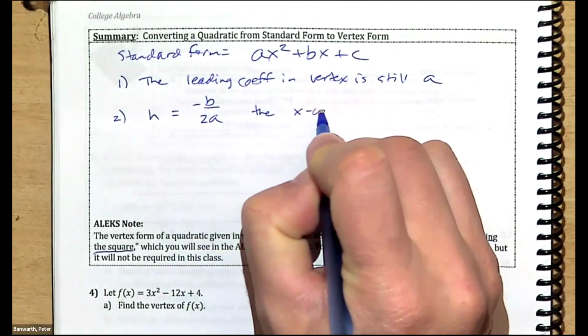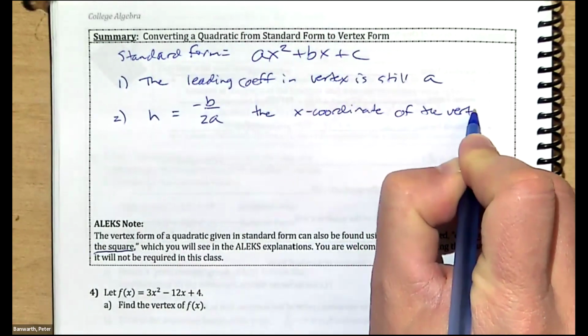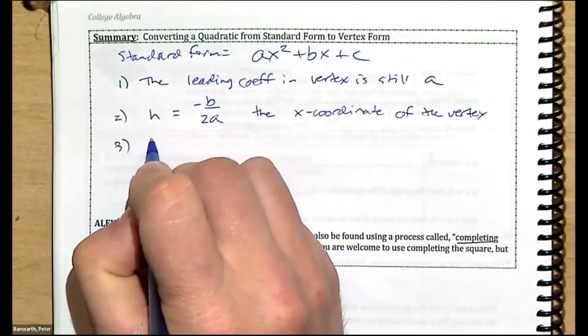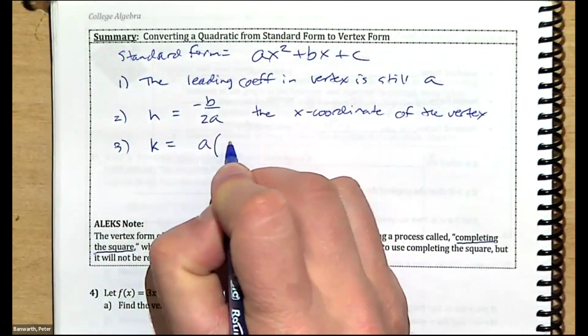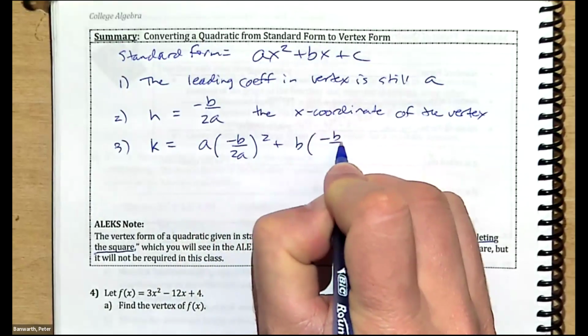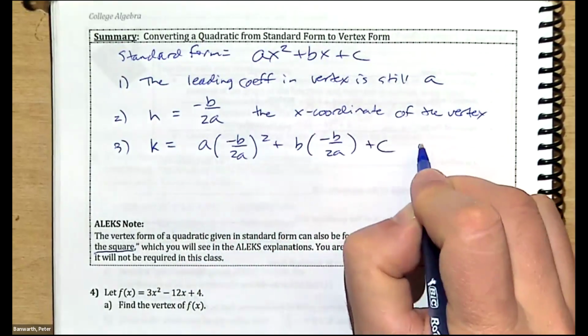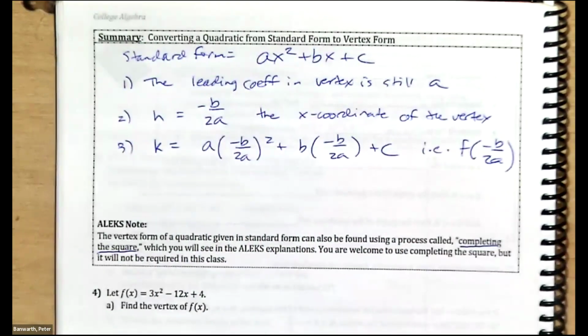The x coordinate of the vertex. And (3, k) is your function with that value plugged in, i.e. f of minus b over 2a. Once you find h, just using those two values, you plug it into the function to get your output. If you know the input, you can find out the output.